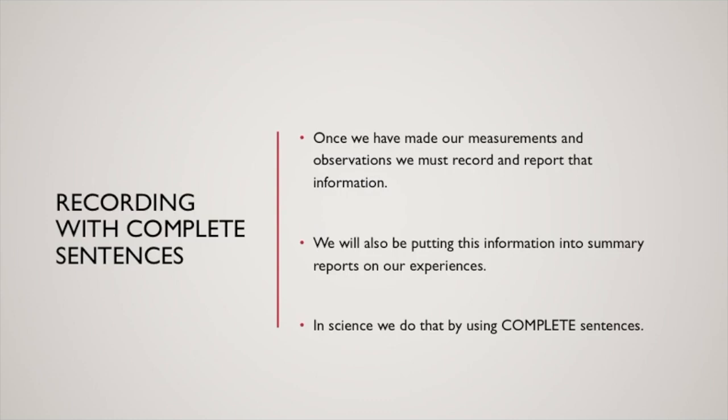Or the dog, what kind of dog? You could say it's a beagle, but not all beagles are the same. So we want to say it's mostly white with some patches of brown and black on it. And those would be written in complete sentences.